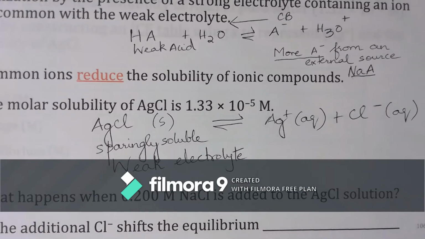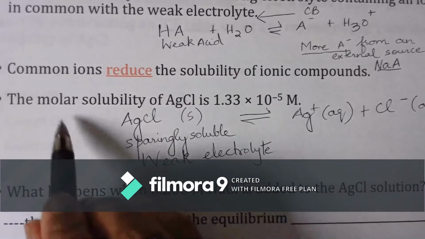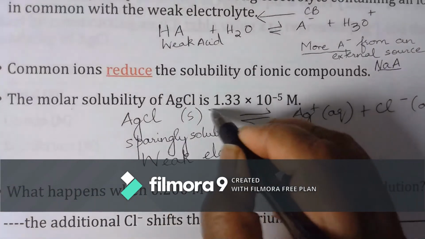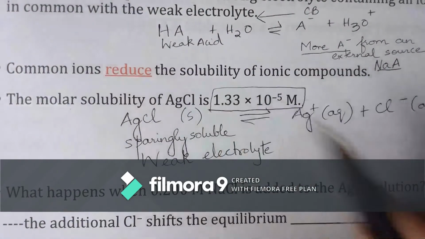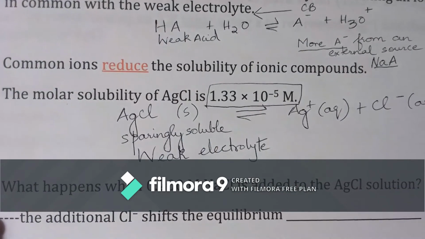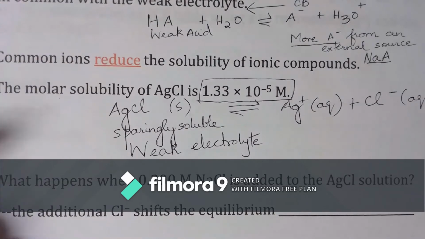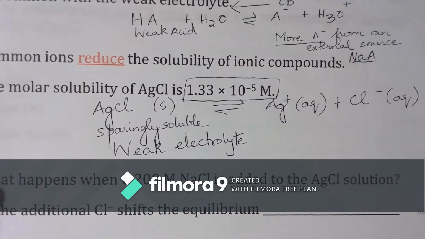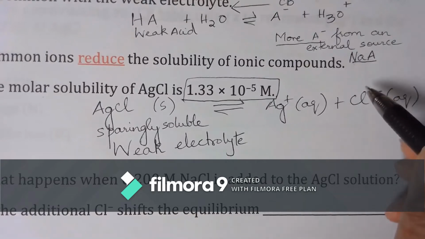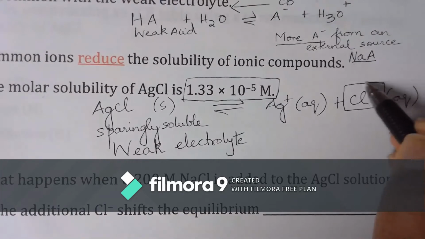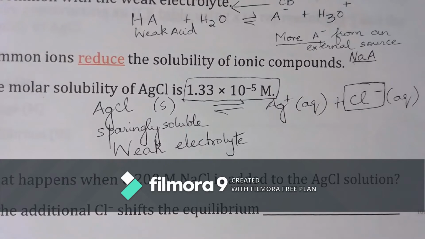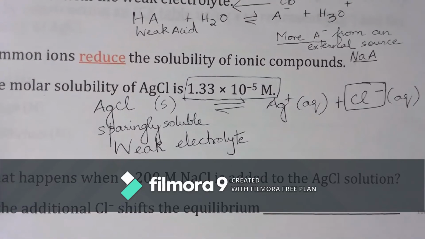Well, AgCl is now in equilibrium with few of its Ag plus ions and Cl minus ions. Okay, and they say the value of X, remember the molar solubility of AgCl, is 1.33 times 10 to the negative 5. Now the question is this: you're going to add more of one of the two ions. Okay, they've picked Cl minus to be the common ion.